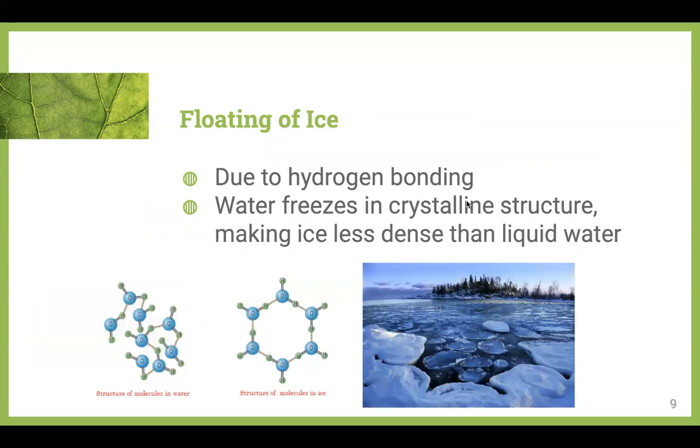So another property of water is that ice floats on top of water, and this is due to hydrogen bonding. When water freezes, it forms a crystalline structure because of its hydrogen bonds. And the hydrogen bonds actually cause the water molecules to be spaced further apart, and this makes ice less dense than liquid water and allows for ice to float on top of liquid water.